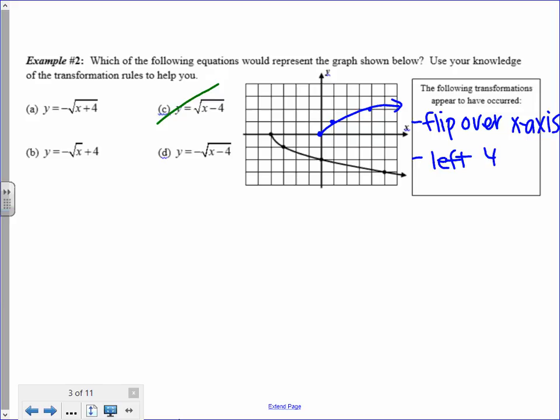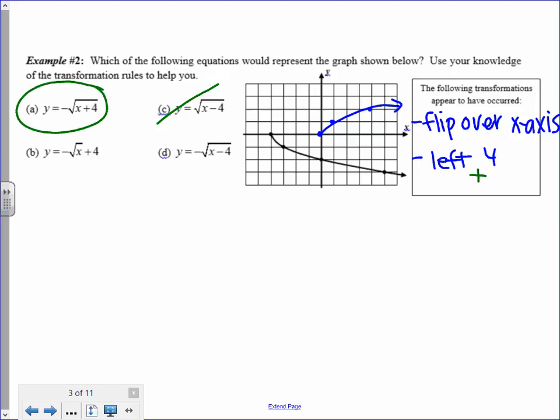Left 4. Left and right had symbols that were opposites. So if I'm going left 4, what symbol should I be looking for? Left is going that way. So what do you think, Connor? A plus sign. And should the plus be under the square root or outside the square root? I think outside is up and down. So I think it's under the square root, which looks like it's going to be what choice? A. So that's the equation.